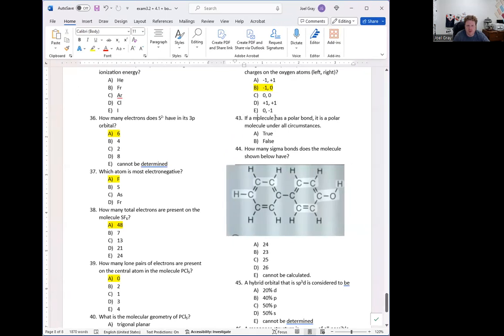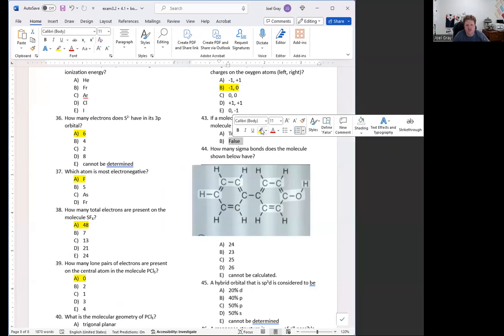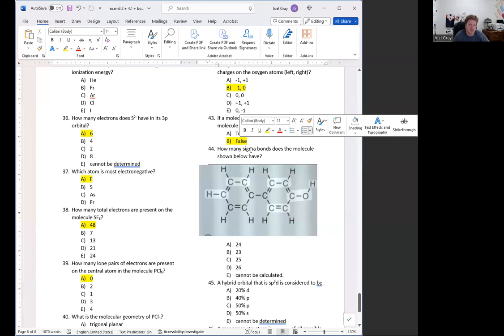Number 43, if a molecule has a polar bond, it is a polar molecule under all circumstances. That is untrue, as a molecule could have 4 polar bonds and they'll all just cancel one another out. How many sigma bonds does this molecule shown below have?